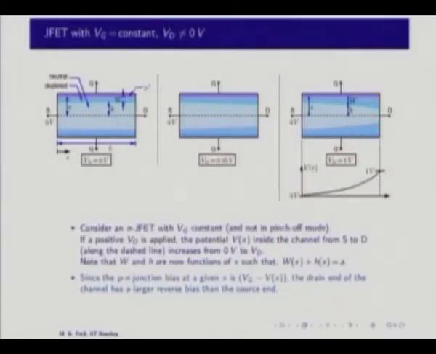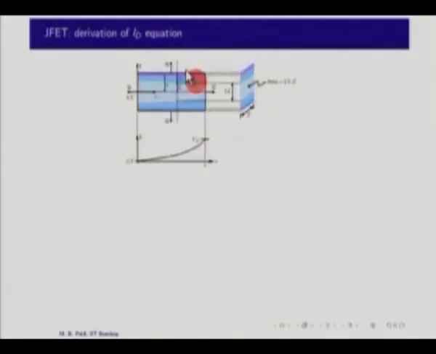All right, so the important point is that since the PN junction bias at a given X is Vg minus the potential at that particular point, that is shown in this figure approximately, the drain end of the channel is sitting with a larger reverse bias than the source end, and therefore the depletion region is larger there, and therefore the channel is thinner. And now let's derive the ID equation.